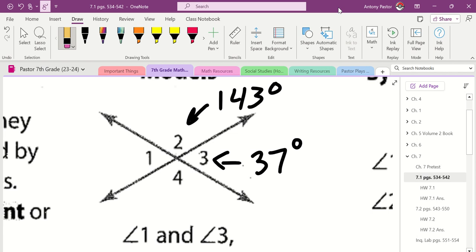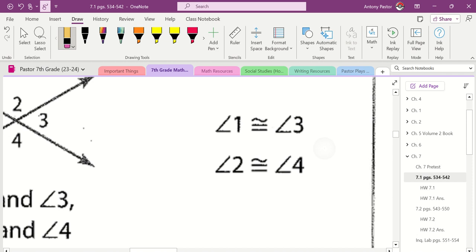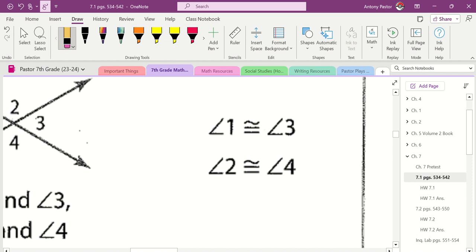143 degrees, because angles 2 and 4 are also what? Vertical and congruent. Thank you for putting it in the right order this time. And then, again, you could literally just write it like that. Angle 1 is congruent to angle 3. Angle 2 is congruent to angle 4. That's what that means.